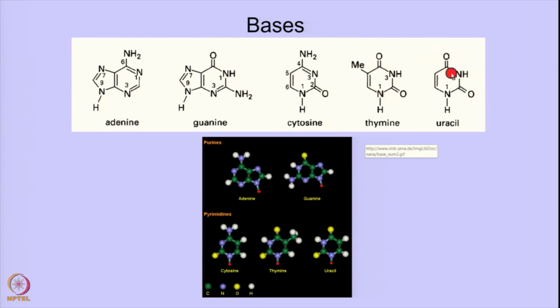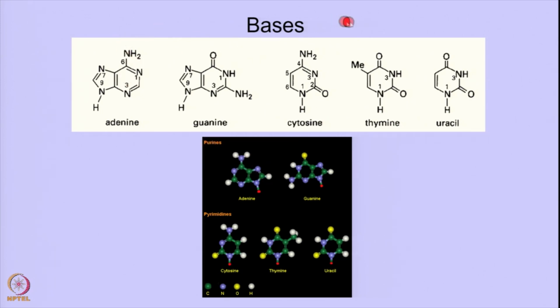The difference between thymine and uracil is that you have a methyl group in the case of thymine, whereas in uracil there is a hydrogen here. At this point there is a hydrogen. Okay, and in all of these there are hydrogens here, here, and so on and so forth. So these are the structures of the bases, and those are indicated in a color coded manner here. All the nitrogens are blue, the oxygens are in red, the hydrogens are in white, and the carbons are in green.